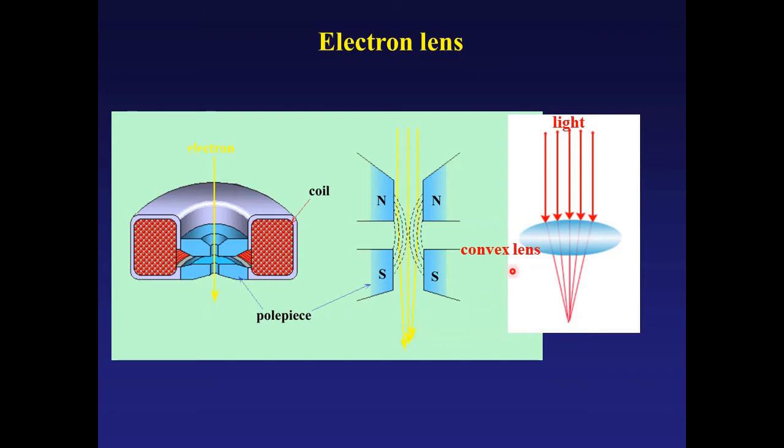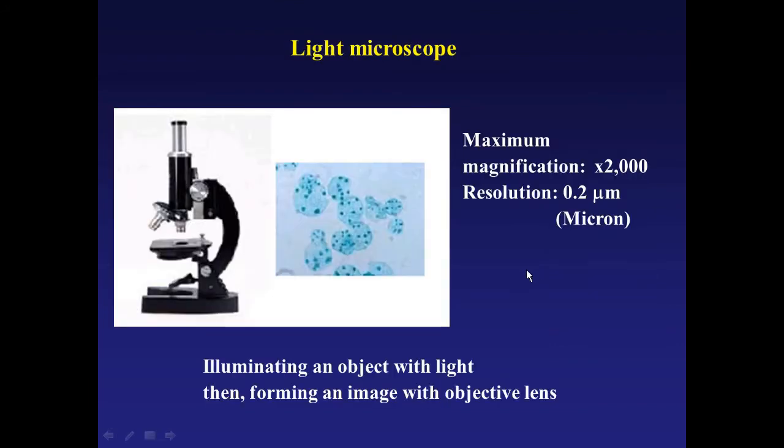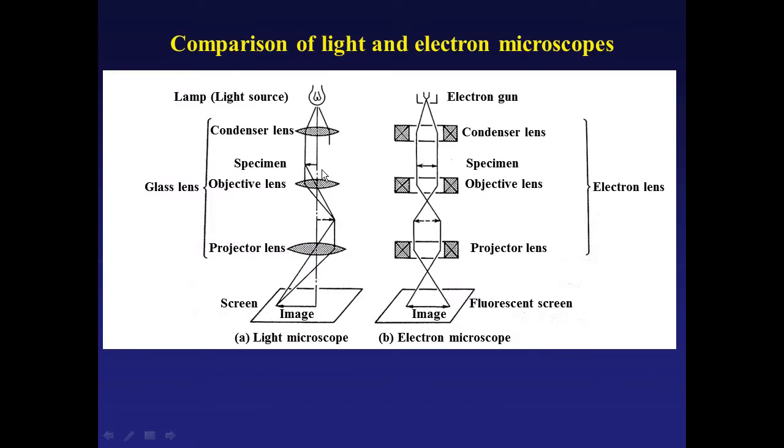This phenomenon is exactly equivalent to light and a glass lens like this. The focusing function is exactly the same. So it is very easy to understand. The optical microscope is very familiar to us. Then, comparing the principles, on the left hand is the optical microscope, on the right hand the transmission electron microscope.